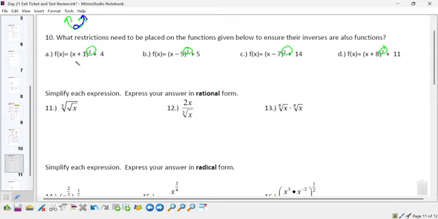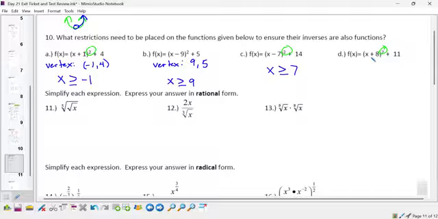So here in the parentheses, I see I have a vertex of negative 1, 4. So that x value is negative 1. I want x is greater than or equal to negative 1. Over on letter B, I have a vertex that a 9? I wrote on top of it, I can't see. Yes, it's a 9. Is 9, 5, so x is greater than or equal to 9. Letter C, 7, 14, x is greater than or equal to 7. Letter D, vertex is at negative 8, 11, so we're going to use x is greater than or equal to negative 8.